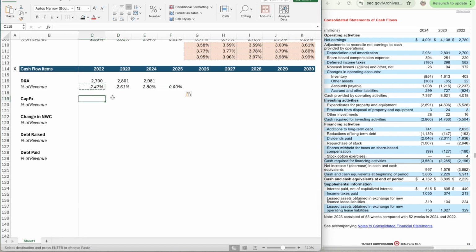CapEx, what are we saying? Investing activities, expenditures for property and equipment. 5528. 4806. 2891.